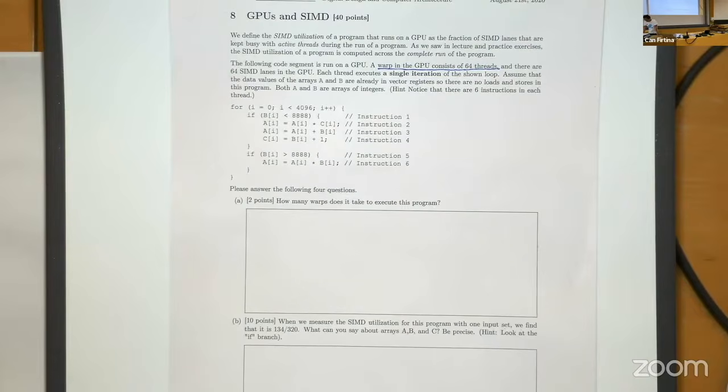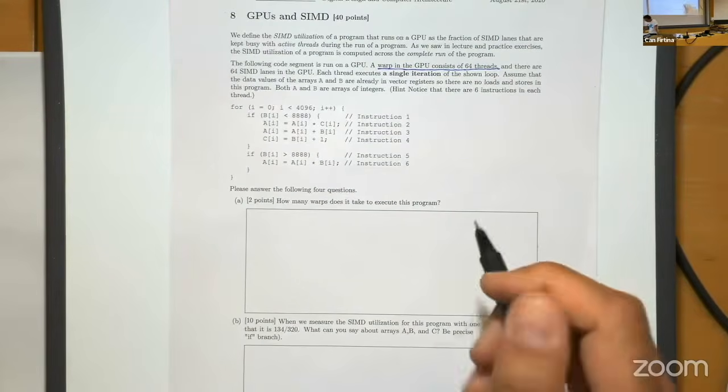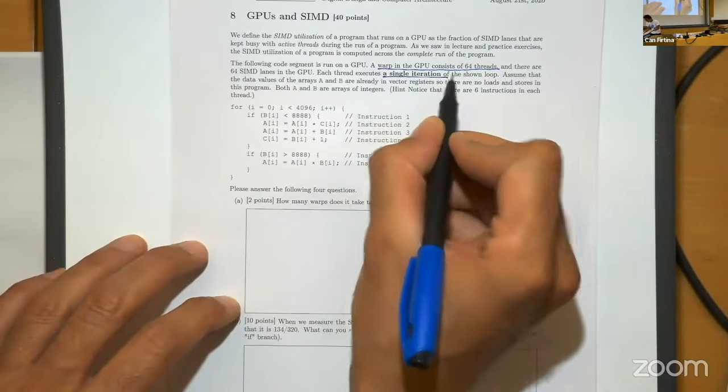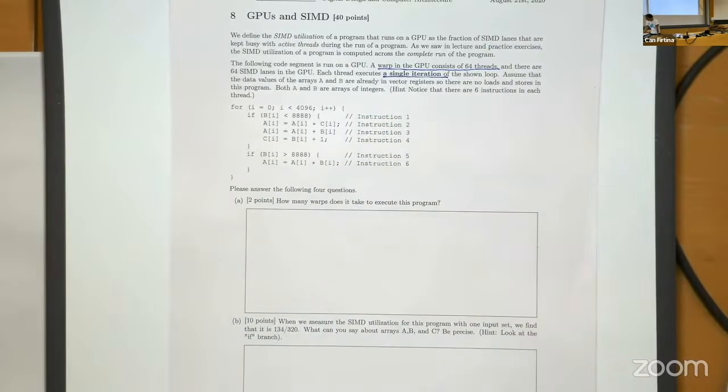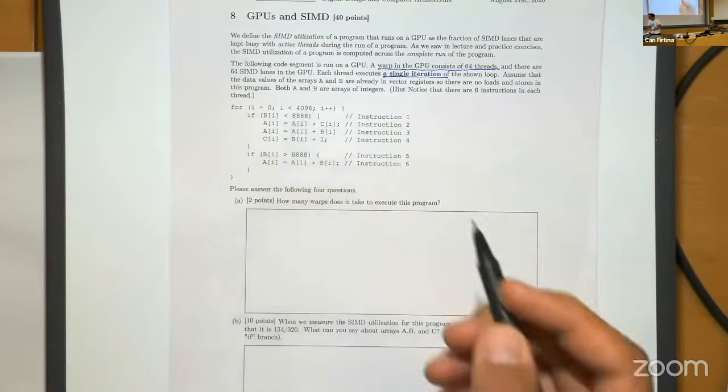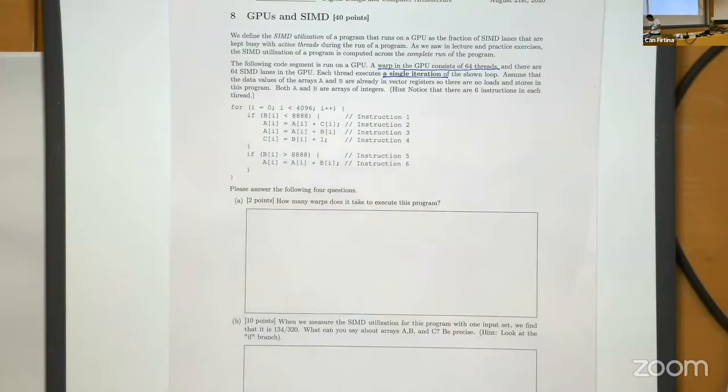Each thread executes a single iteration of the shown loop. That's also important. In total, as you'll see here, there are 4,096 iterations. So what that means is that we are going to need in total 4,096 threads. Assume that the data values of arrays A and B are already in vector registers so that there are no loads and stores in this program.